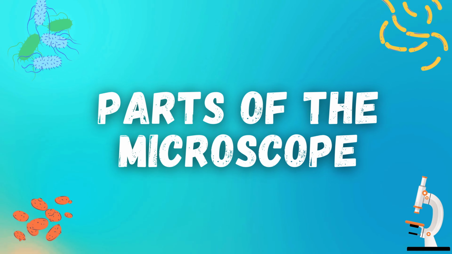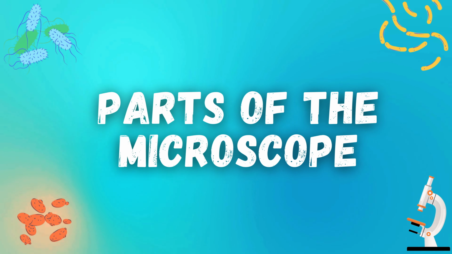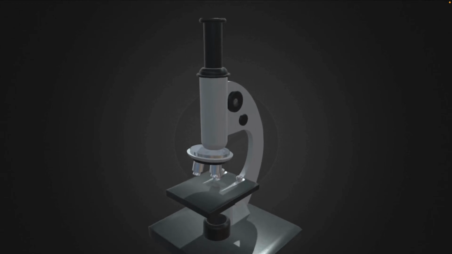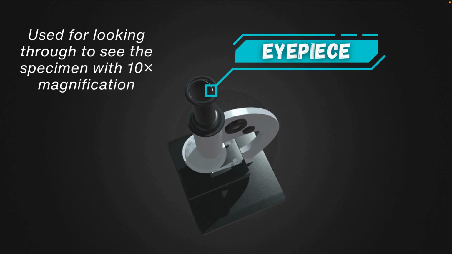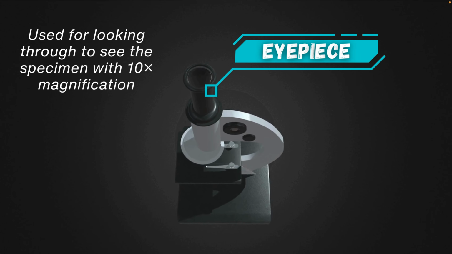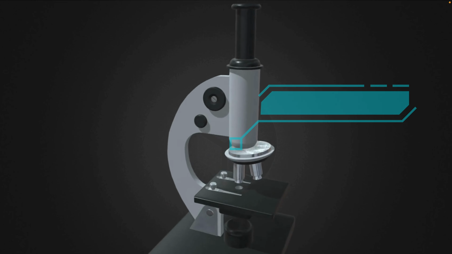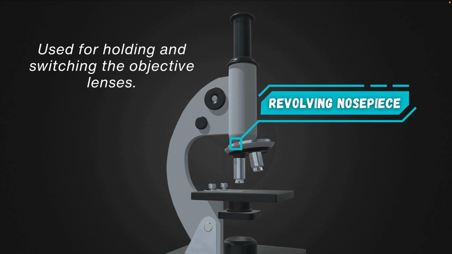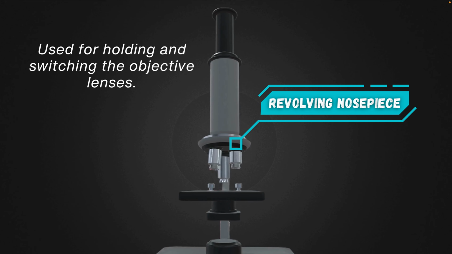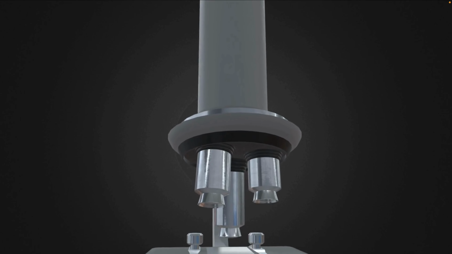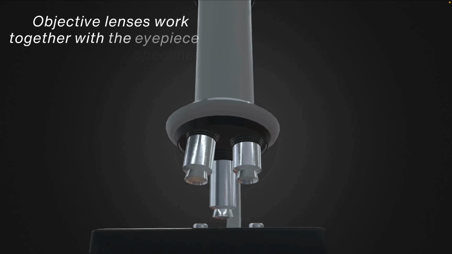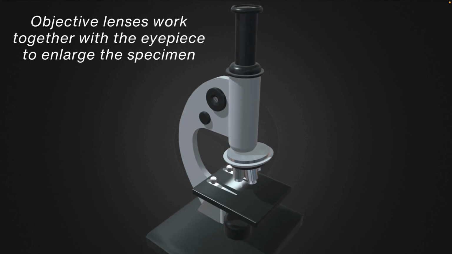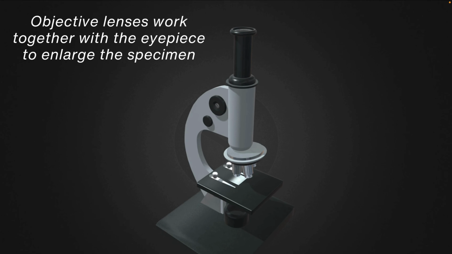This time, let's identify the main parts of a compound microscope and their functions. First, the ocular lens, or eyepiece, is where you look through. It usually magnifies 10 times. Below it is the revolving nosepiece, with objective lenses, usually 4 times, 10 times, 40 times, and even 100 times. These work together with the eyepiece to magnify the specimen.